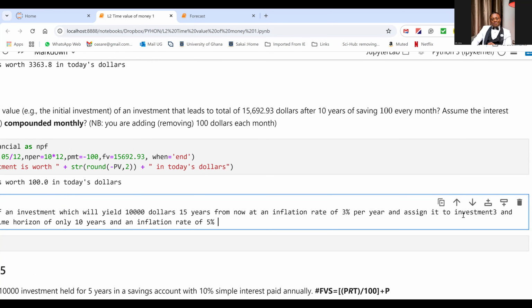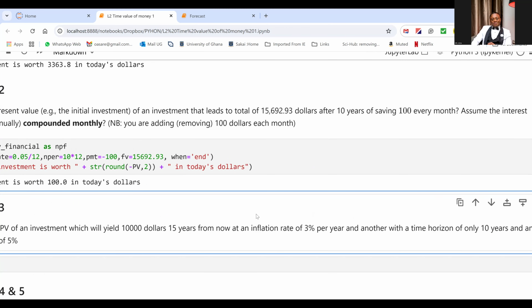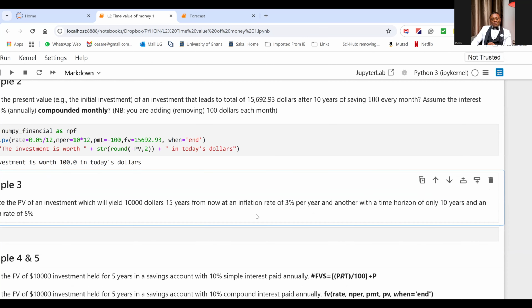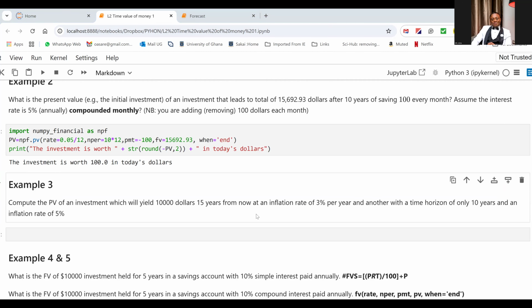If I forget about this statement of assign it to an investment 3, because it's just a statement, okay, just do that, and another with a time horizon. So the first time horizon is 15 years, but the second time horizon is not 15 years, it is 10 years. So you're going to do for both. And this one is easy because it carries the idea of a few of the ones that we have done. I should get the answers quickly.